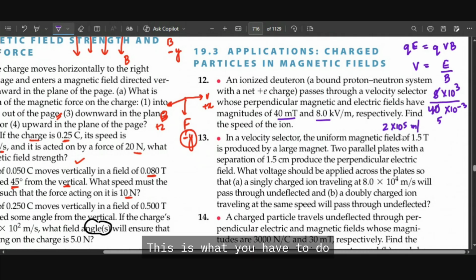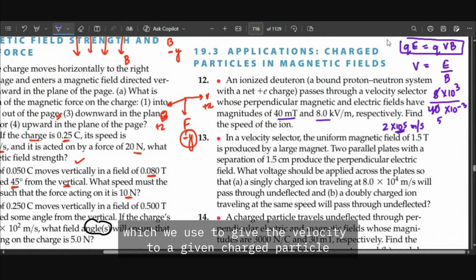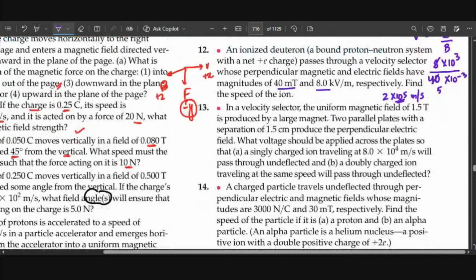This is what you have to do. This is how simple it was. But again, you can only do this if you know the relation. What is the relation? Electric force equals magnetic force. And that is the case of velocity selector, which we use to give the velocity to a given charged particle. This is how we're supposed to solve this.